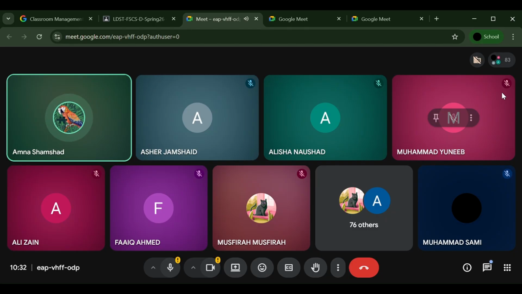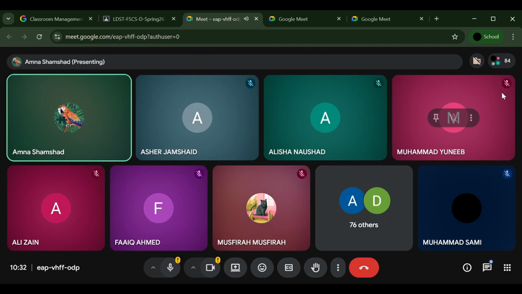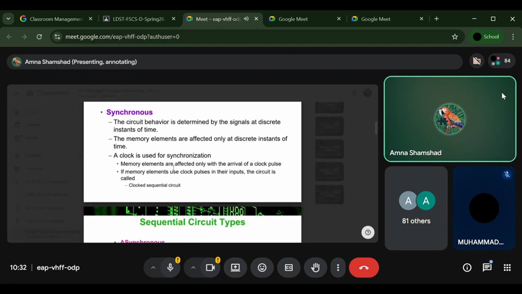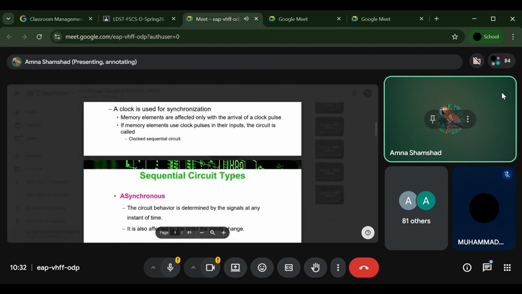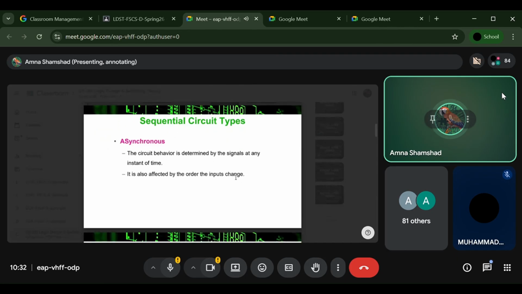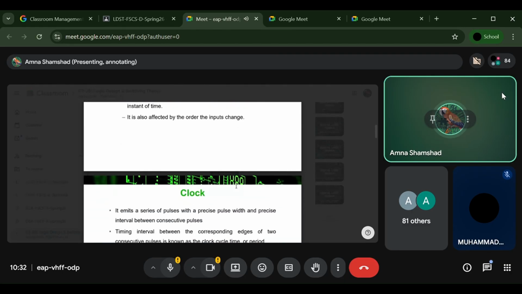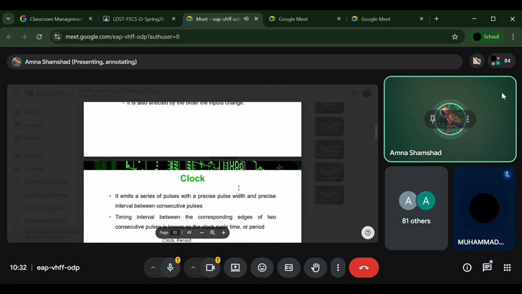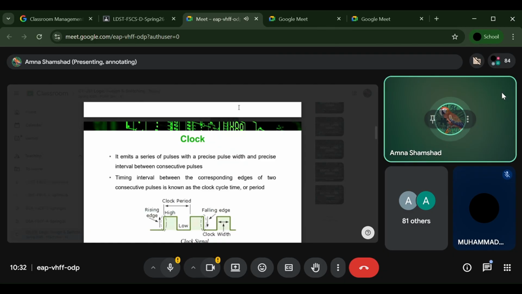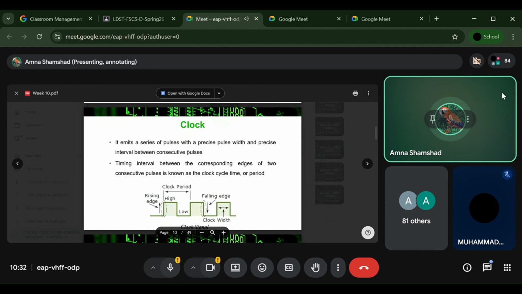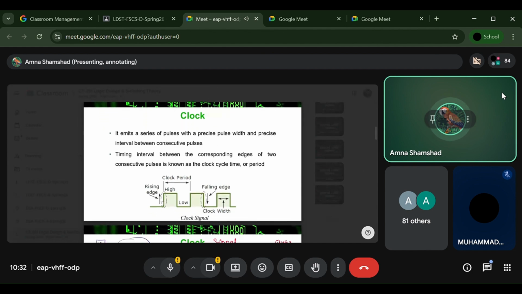So synchronous is simply synchronized with the clock, and asynchronous is not synchronized with the clock, meaning it is only dependent on the current plus the previous state. Okay, what is clock? Again, we have discussed this in class. A clock is basically a series of pulses, and we have already drawn this signal of clock.